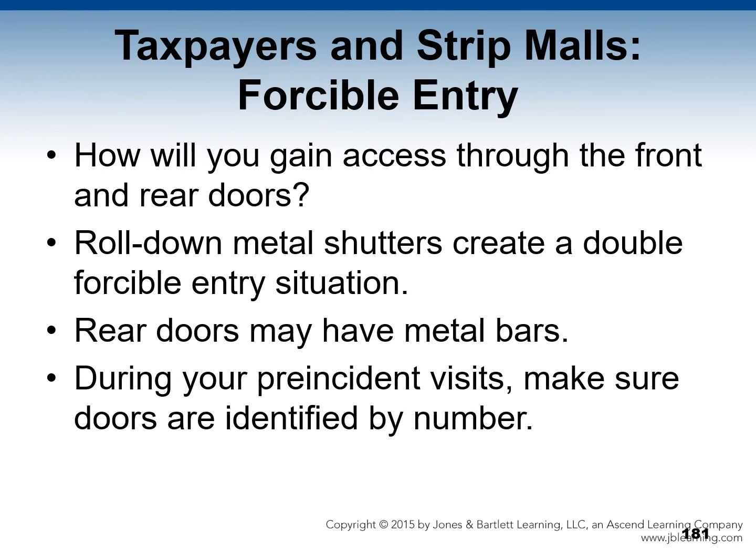When it comes to forcible entry, you need to determine how you will gain access through the front and rear doors. Electronic and computer stores are now installing roll-down metal shutters, which create a double forcible entry situation. The rear door of a tenant space is heavily secured to prevent break-ins and may even have a drop-in metal bar, or have drop-in metal bars, plural. During your pre-incident planning visits, make sure the doors are identified by suite numbers.